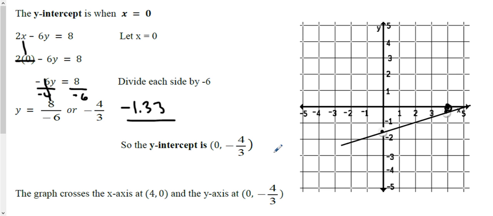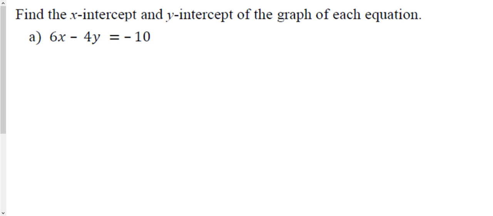All right, so there's the first one, finding the x and y-intercepts. The x-intercept, we let y equal 0, put it in the equation. And for the y-intercept, we let x equal 0 and solve for y. Let's do a few more examples together, and then we'll let you go on your own.